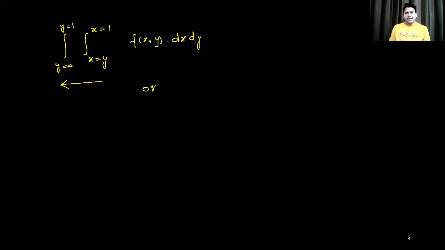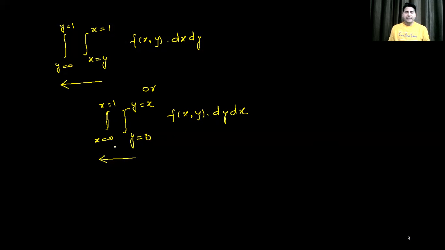Or this integral can also be written in another way of writing the limit. Firstly, I am putting the limit for y. That is y equal to 0 to y equal to x, and x equal to 0 to x equal to 1. Inside, f of x comma y into dy dx. Remember this thing, dy dx. And the order of the integral will be firstly for y, then for x. So this is how, students, we understand how to find the limit of an integral from a given region.